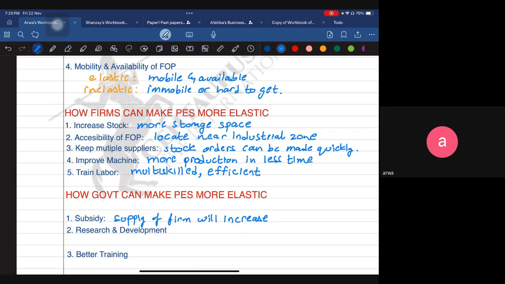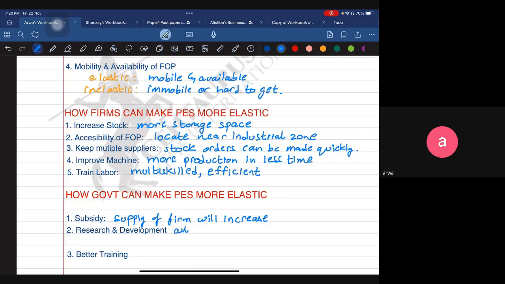Even if it's about how to train labor, how to make them multi-skilled, then that is also going to increase efficiency, cut costs, increase economies of scale, all of that. And also making machines more flexible in productivity as well. Oh, yeah, that makes sense too.